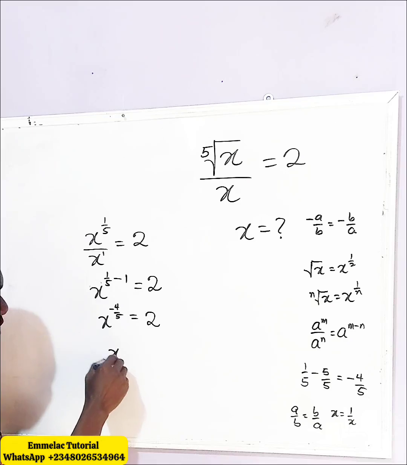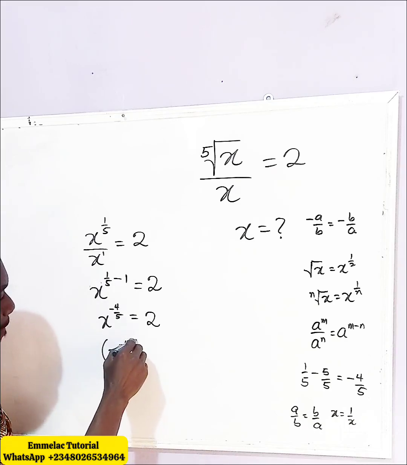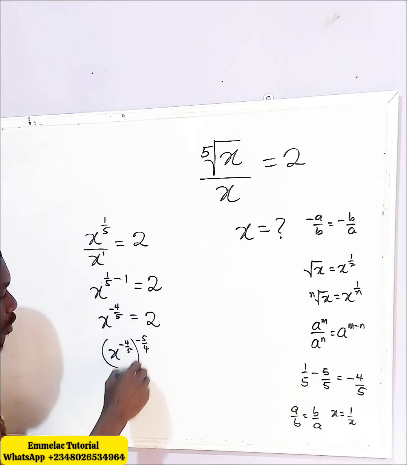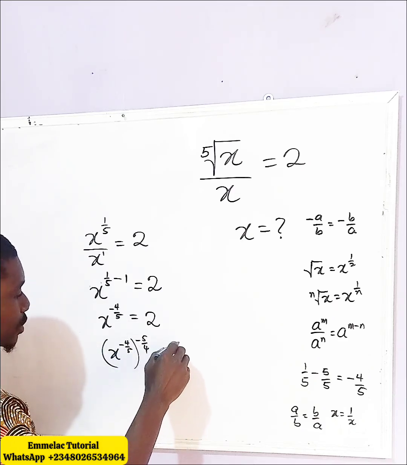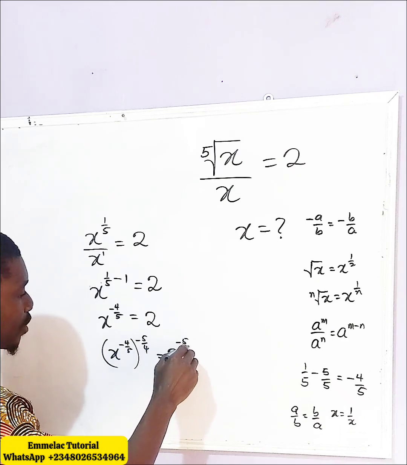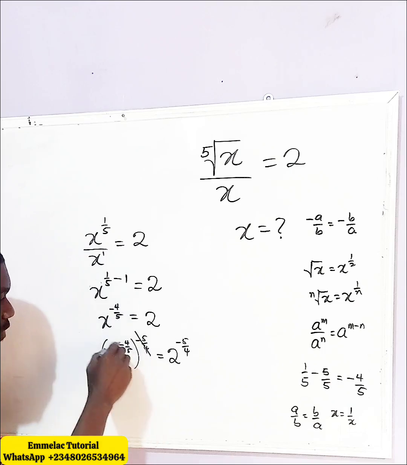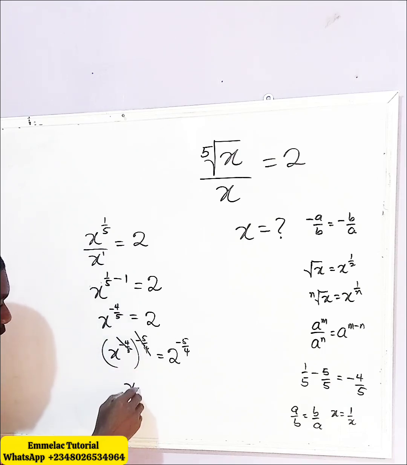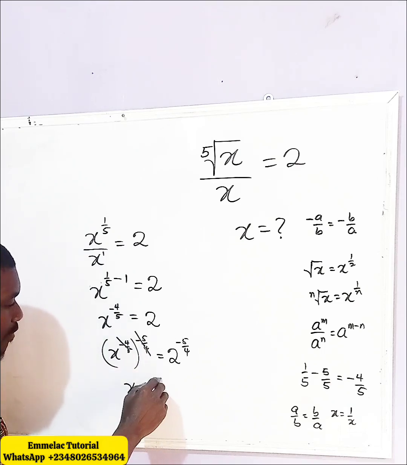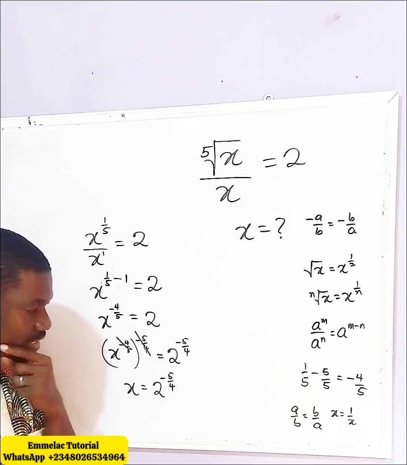So that will be x raised to the power of minus 4 over 5, then all raised to the power of minus 5 all over 4, which is the reciprocal of this, equals 2 raised to the power of minus 5 all over 4. So the whole of this undoes this, so we are left with x equals 2 raised to the power of minus 5 all over 4. So how do you simplify this further?